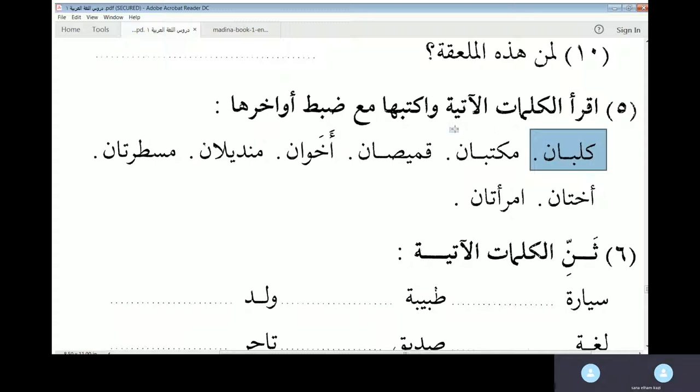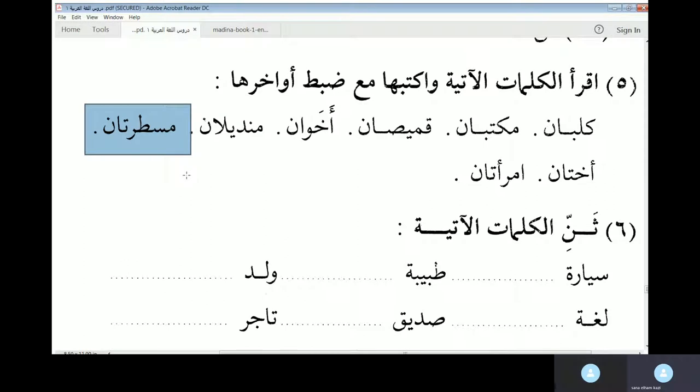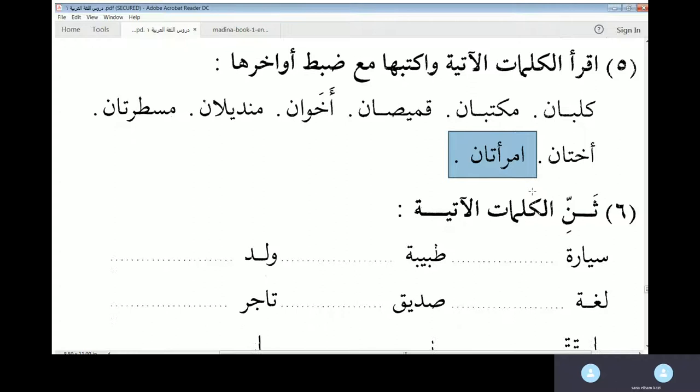Okay. Kalbani. Maktabani. Amisani, Akhwani, Misana, Mundilani, Mastartani, Mistartani, Uktani, Imratani.